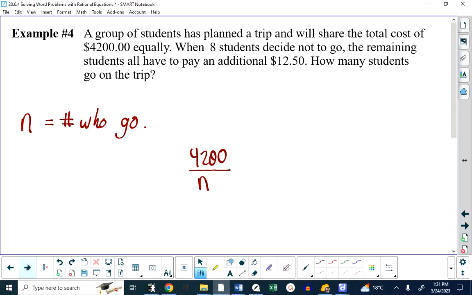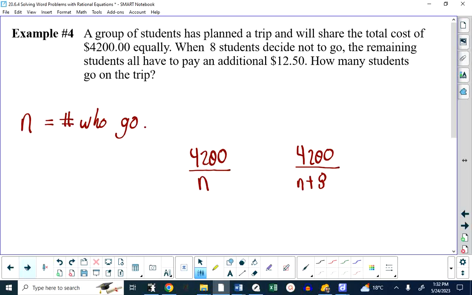Fair enough? How many were going to go? n plus 8, which means 4,200 over n plus 8 is how much they were going to pay per person. These two things are not equal, right? One of them's bigger. Which is bigger?